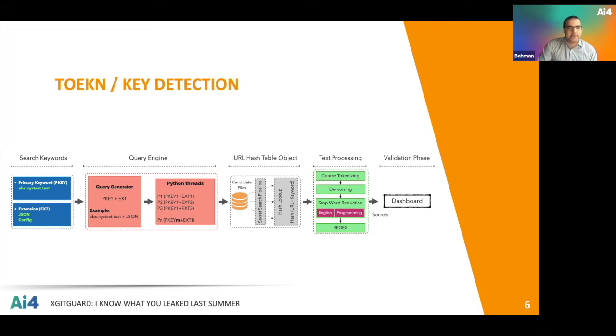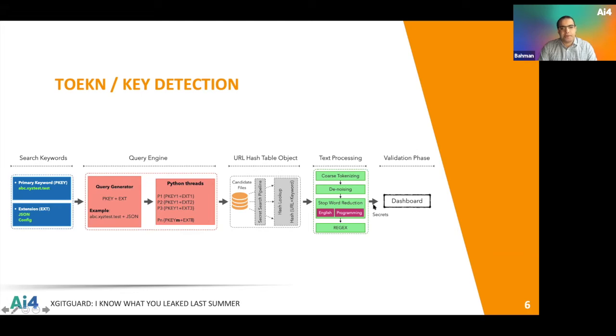And as I said, there is a similar but different approach for token detection, token and key detection. It's mainly similar in terms of the query engine, calculating the hash, and validation phase. The difference is the search keywords. For tokens and keys, we are mainly relying on regexes and patterns. So that means that regardless of whether a document contains a secondary keyword such as password or key or token, it does not matter.